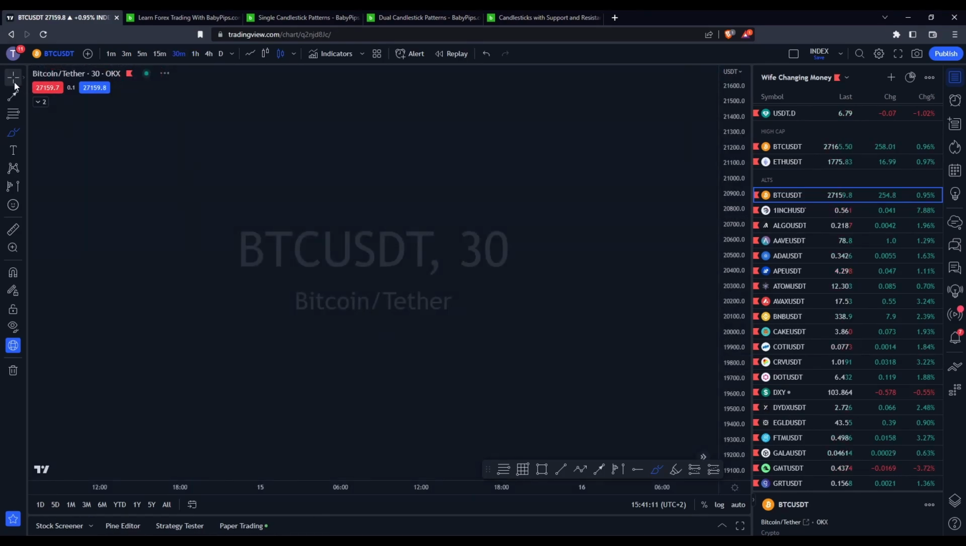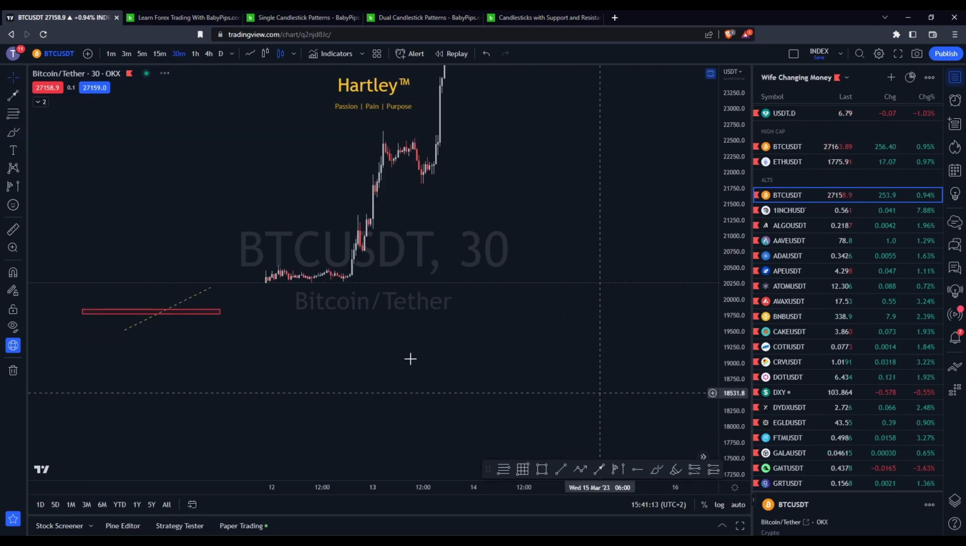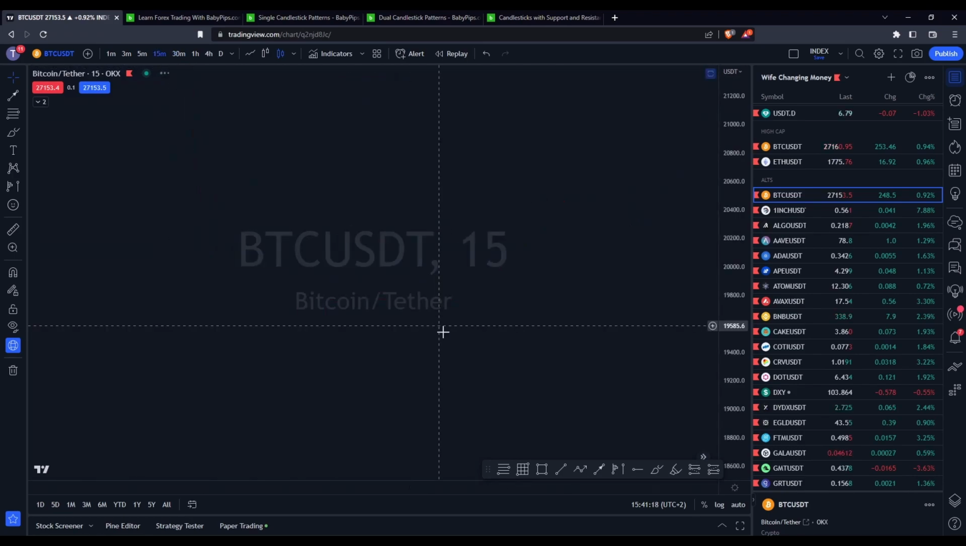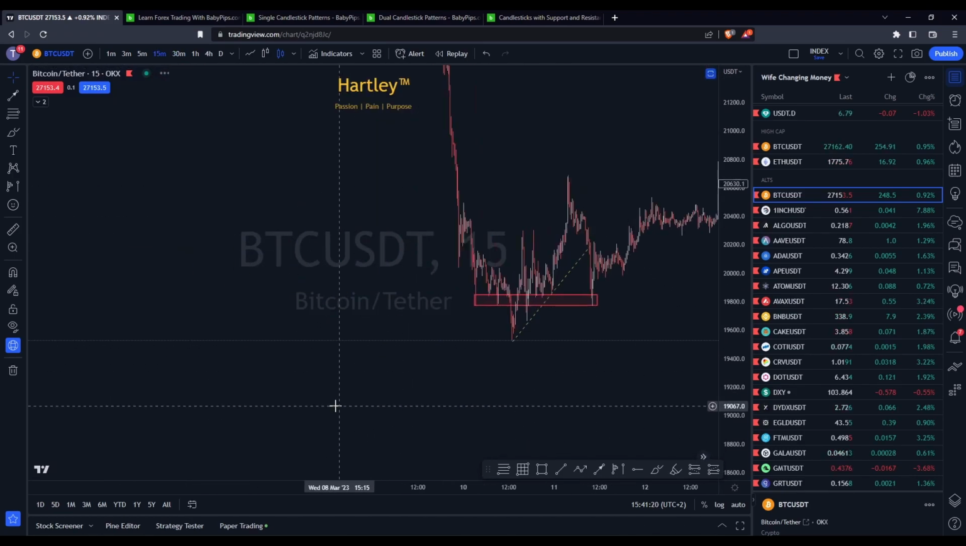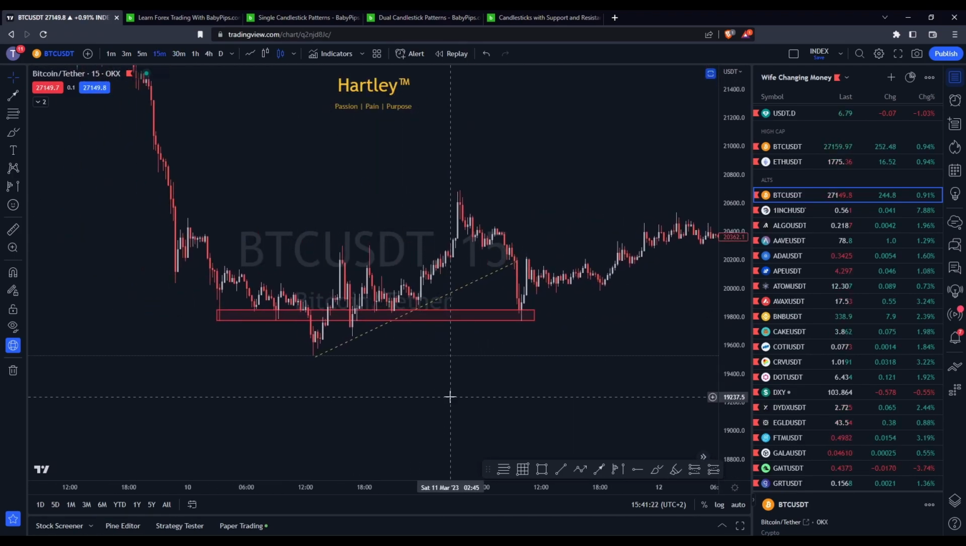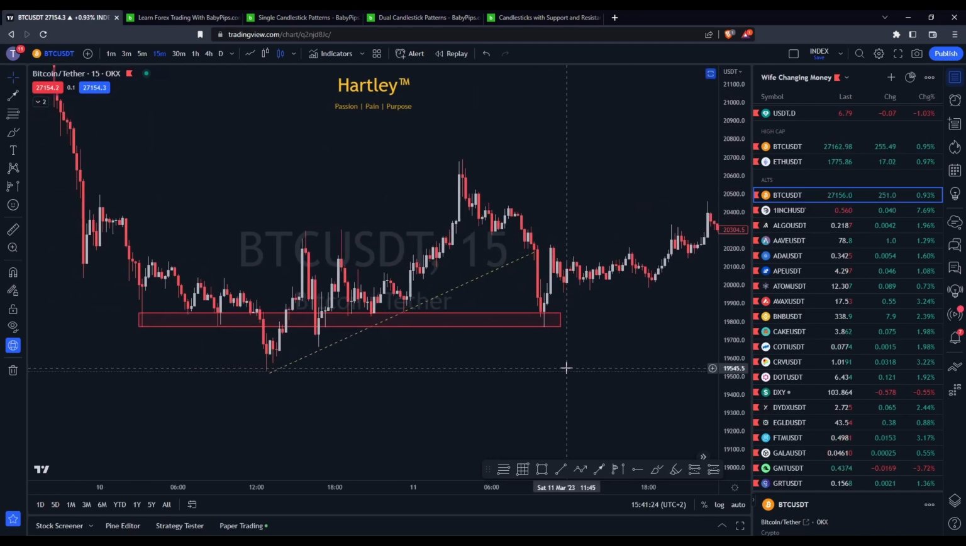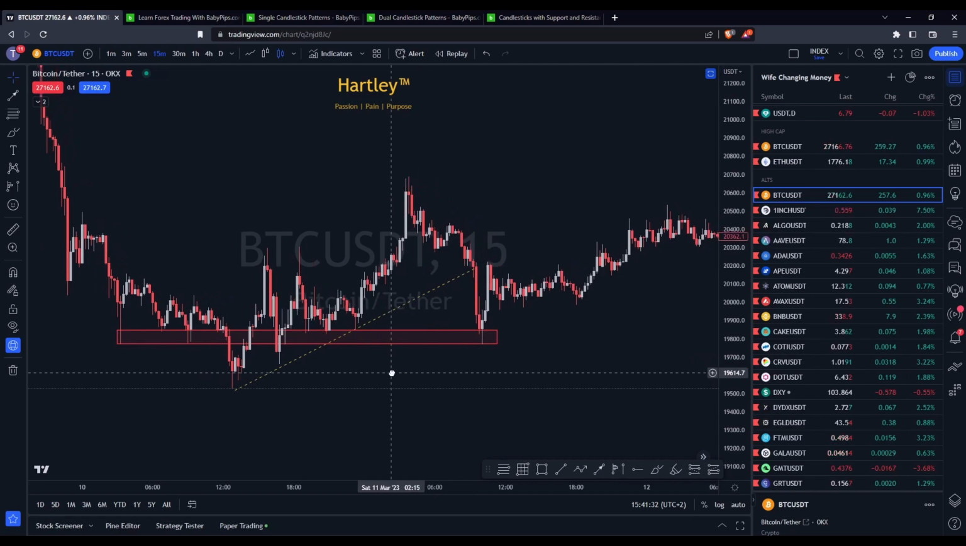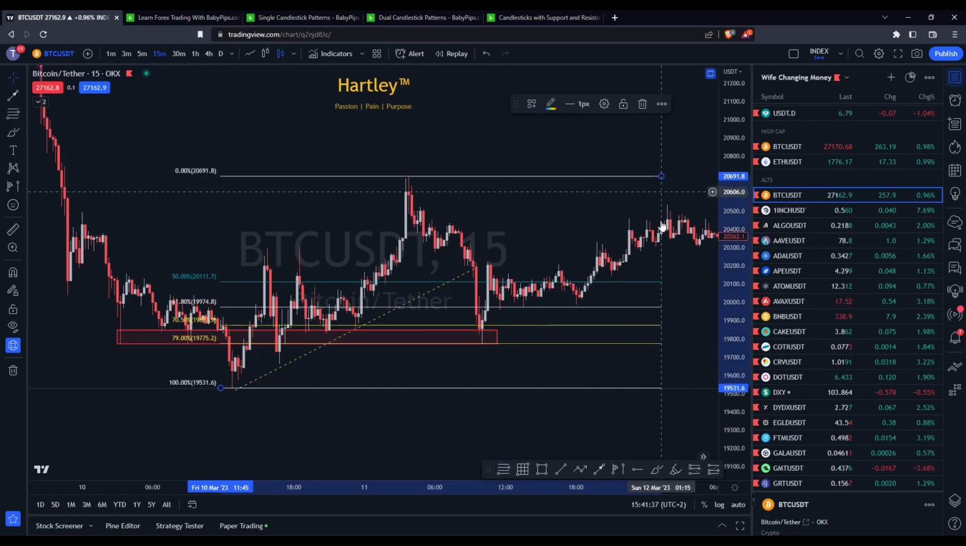Okay, so if I go to the 30 minutes, you can even do the 15 minutes. That's going to be a little bit more difficult to see, but you're saying, why did I take this area instead of this bottom area here? Right. So the first tool I used was the fib. As you can see, it bounces perfectly within the fib level.